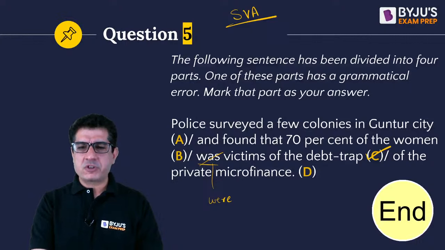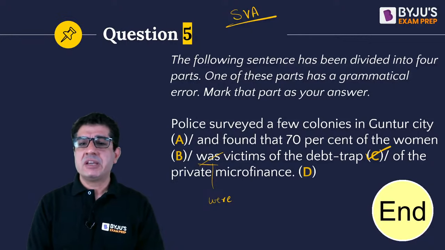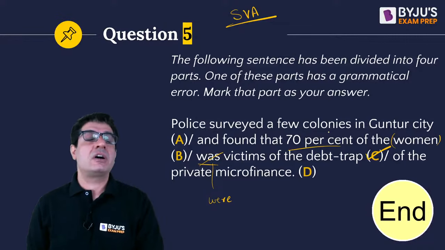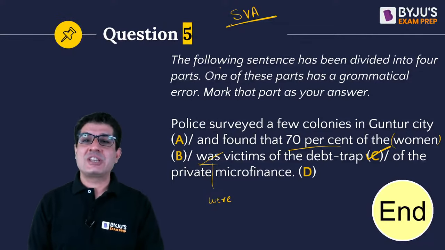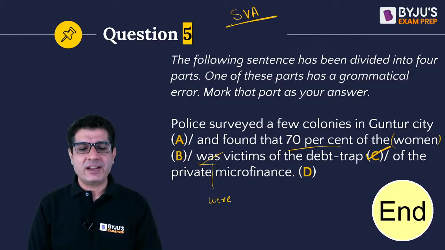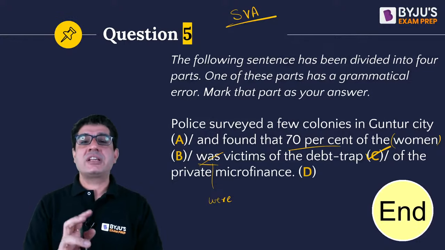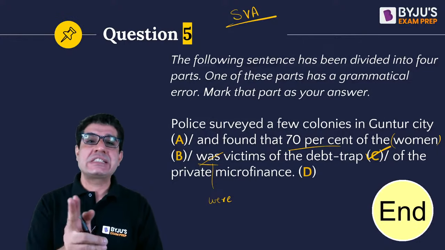There are just a couple of issues some of us have with B. Police surveyed a few colonies in Guntur city and found that 70% of the women, absolutely fine. Because you're talking about 70%, you have to use a plural noun here. You cannot use a singular noun here because it's a countable one, right? So women is going to be the correct one. So C is our answer. And now let's switch over to the next question type.